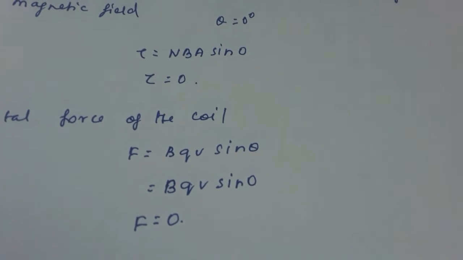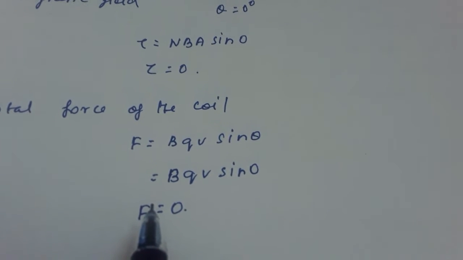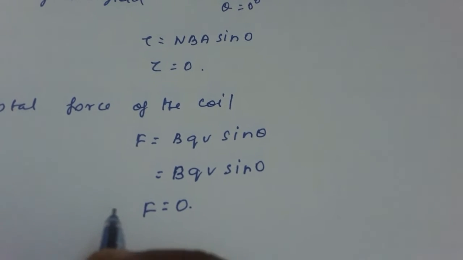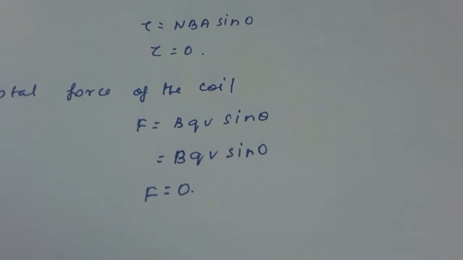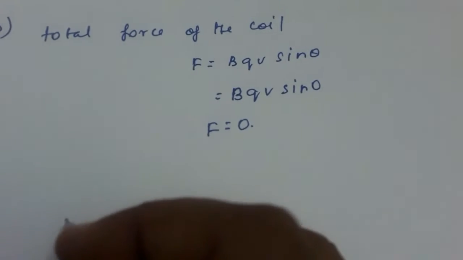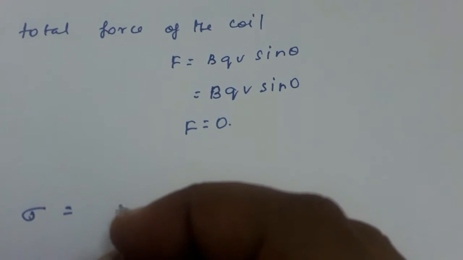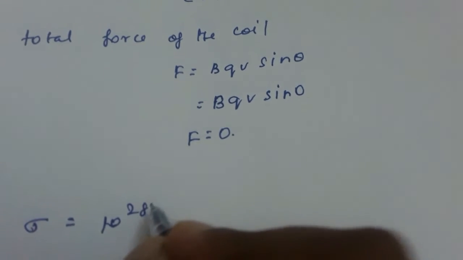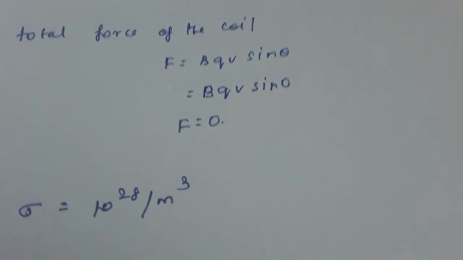Okay. Now the third point is we have to find out the average force on each electron in the coil due to the magnetic field, if the free electron density for the material of the wire is 10 raised to 28 per meter cube. So we have to find out the average force. Now in this case the charge density is given. Charge density is given as sigma is equal to 10 raised to 28 per meter cube. Okay. So this is the value of the sigma.